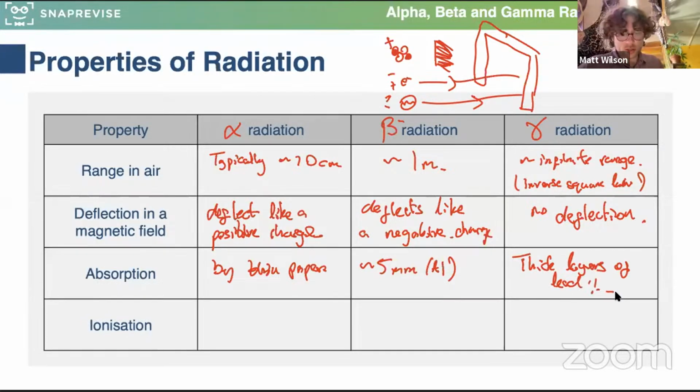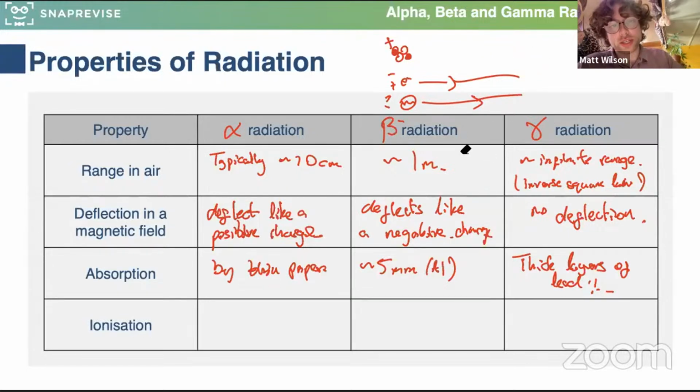And now we're going to talk about ionization. So what is ionization? Well, let's take these particles and pass them through the air as we usually would. And this is basically a dual thing to this range in air problem. So we have these particles, we're passing them through the air. Here are our air particles.